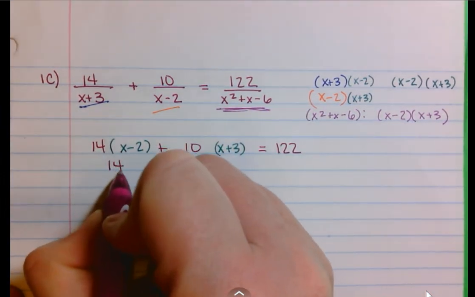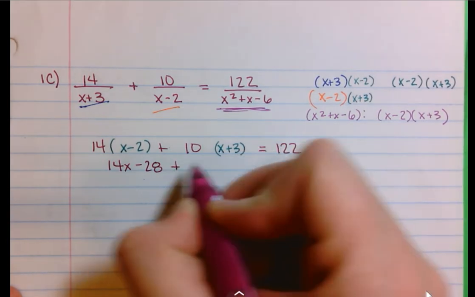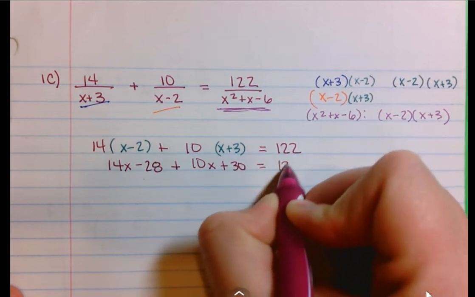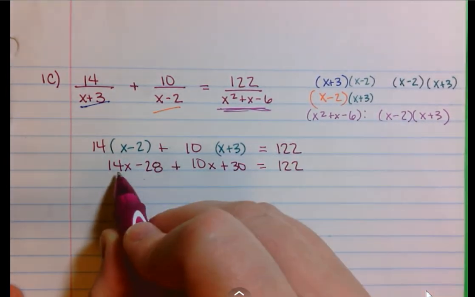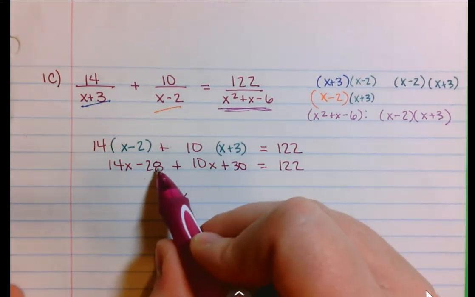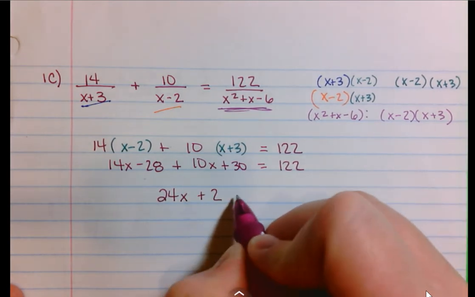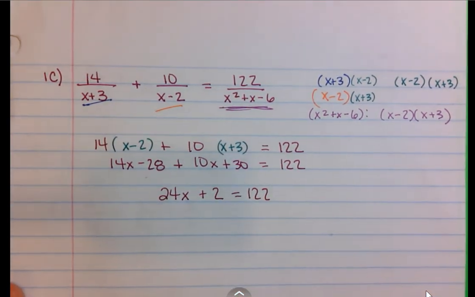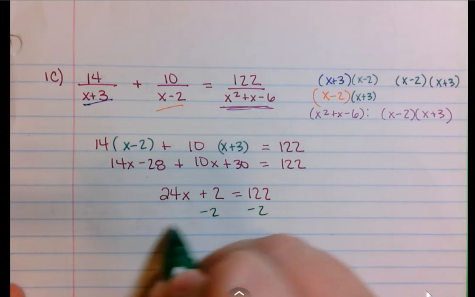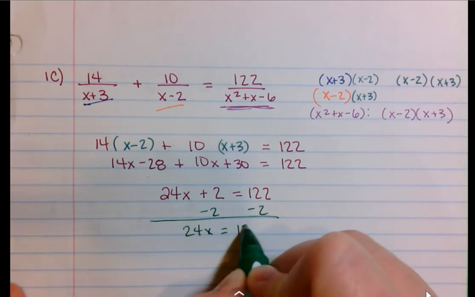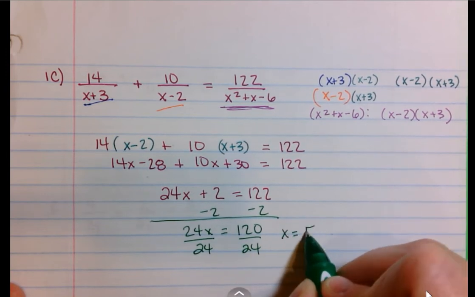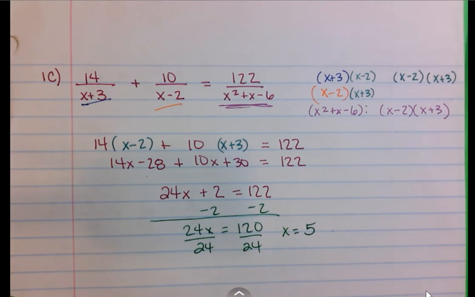14 times x is 14x minus 28, plus 10, so taking a positive 10 times both of these, 10x plus 30 equals 122. Combining like terms, 14x and 10x is 24x. Negative 28 plus 30 is plus 2, equals 122. I know I didn't switch colors. I'm trying to remember everything I decided to do on the first page. Minus 2, minus 2. 24x equals 120, divided by 24, x equals 5. Now double check.